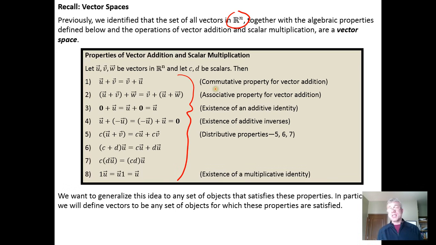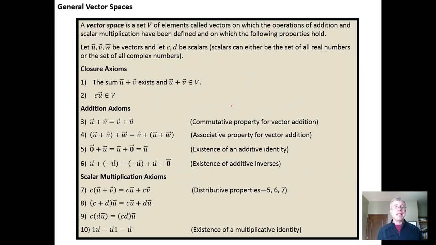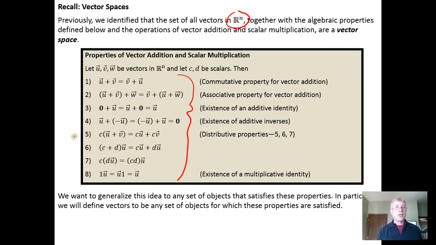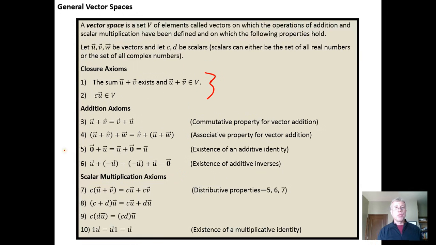sets of objects that aren't necessarily objects living in Rn. So we're going to take this set of properties, we're going to extend it just a hair and reorganize it. So we're going to have 2 closure axioms, and we worked with closure in previous homework assignments. And then we're going to take the axioms from the previous homework 13, these 8 axioms, and we're going to group them based on addition and scalar multiplication. So same 8 axioms that we've been working with.